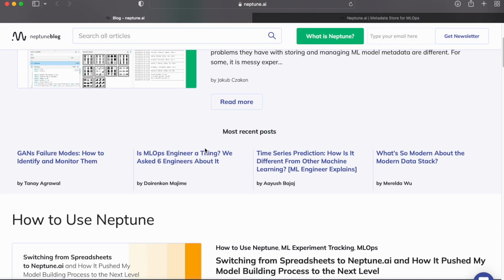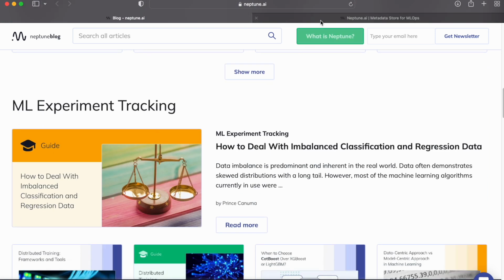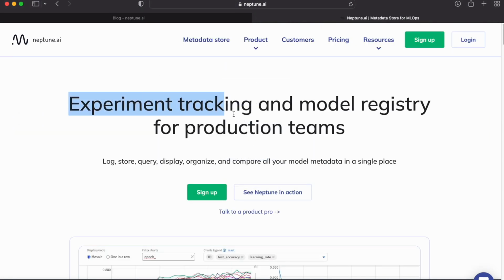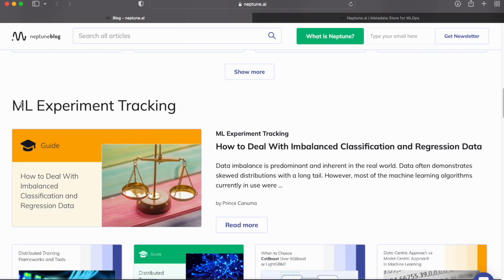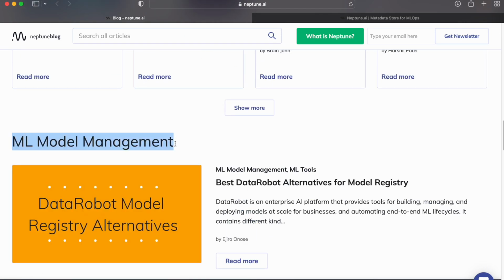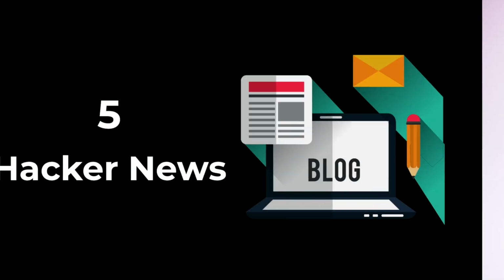The Neptune blog was created for research and production teams that need to run frequent experiments. In addition to the blog content, Neptune provides a tool that helps developers perform experiment tracking and model registry. So the blog also has a focus on these areas. It offers a lot of insightful information across machine learning, experiment tracking, model management, MLOps, and ML tools.